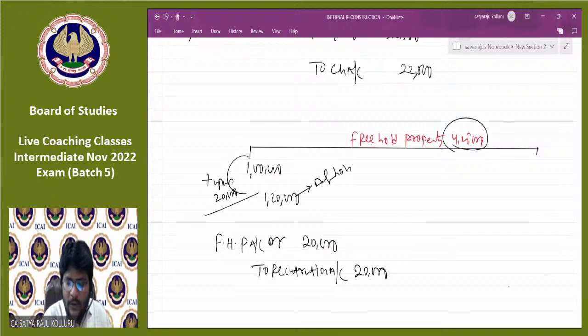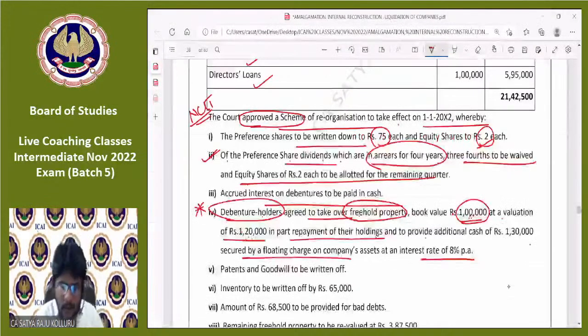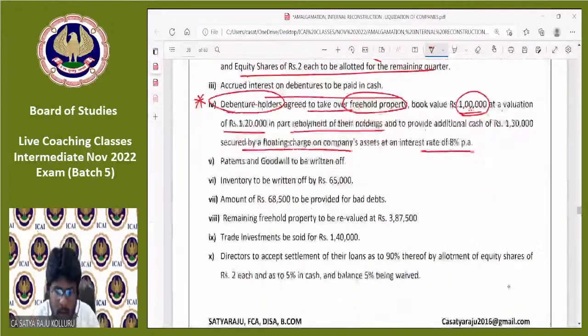Just hold on. Don't think about the debenture holders' point of view. We will think at a later point of time. Now we are only thinking from the freehold property point of view. That means out of 4,25,000, discussion was over to the extent of 1 lakh. What about the remaining 3,25,000, sir? What about the remaining 3,25,000? If you come down, somewhere something will be given for the freehold property for the remaining 3,25,000.